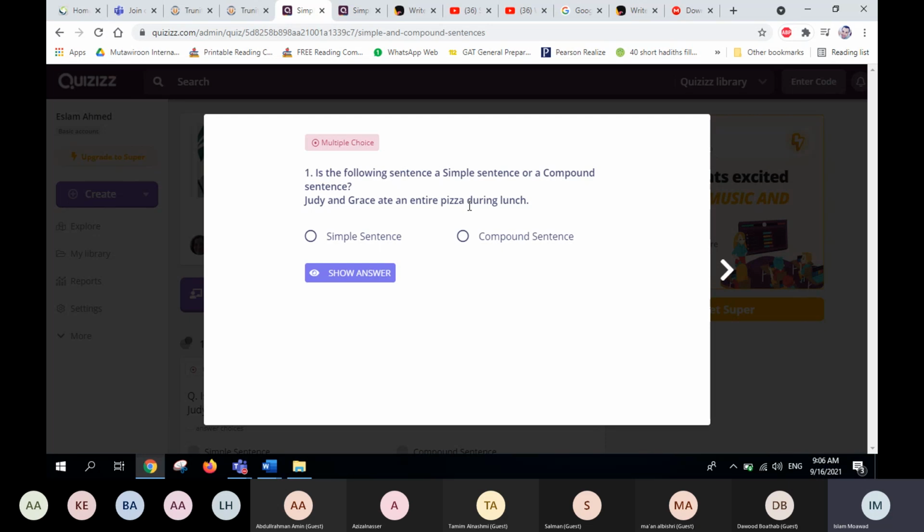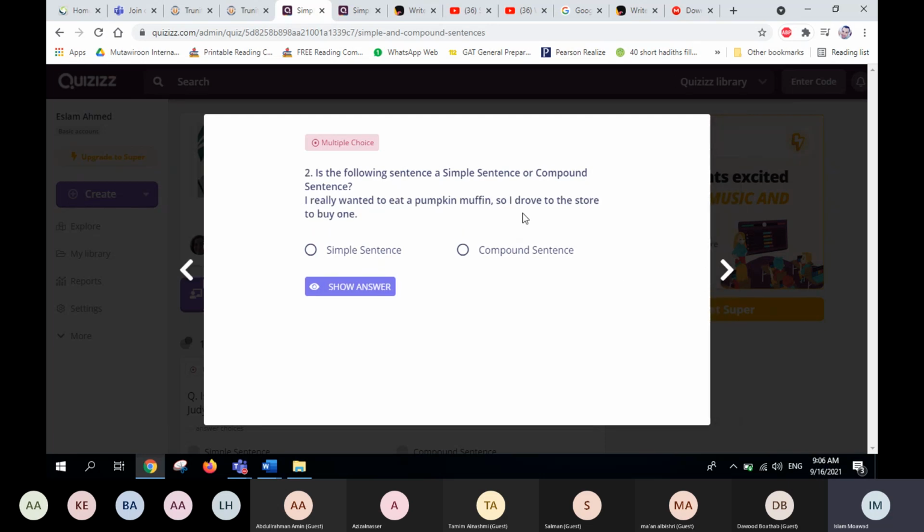It is simple, yeah. We have a compound subject, Judy and Grace, just one subject, and we got one predicate, which is "ate an entire pizza." So it's a simple sentence. So let's give it to Abdurrahman Amin, go ahead, number two. Is the following sentence a simple sentence or a compound sentence? "I really want to eat a pumpkin muffin, so I drove to the store to buy one." Compound sentence. It's a compound sentence, as Abdurrahman says.